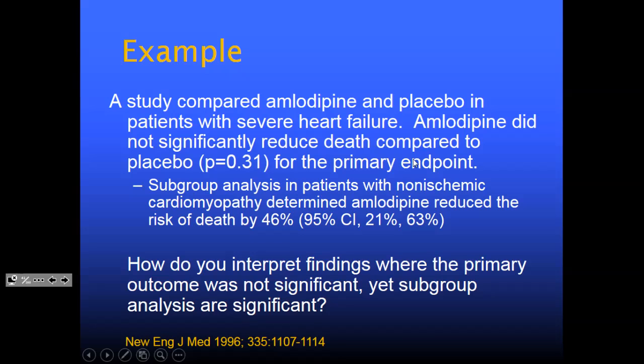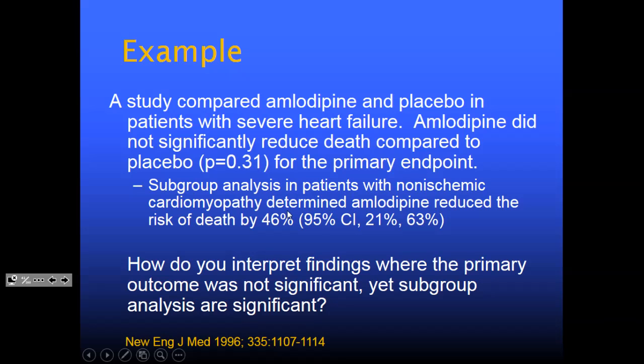However, they did report a subgroup analysis in patients with non-ischemic cardiomyopathy, which determined amlodipine reduced the risk of death by 46%, with a 95% confidence interval of 21 to 63%. So, again, how do you interpret that? Amlodipine didn't improve patients with heart failure, and that was the primary study. But because they did this primary study, of course they're going to do some other studies in there, subgroup analyses. They're going to look at different orientations. And here they found non-ischemic cardiomyopathy.